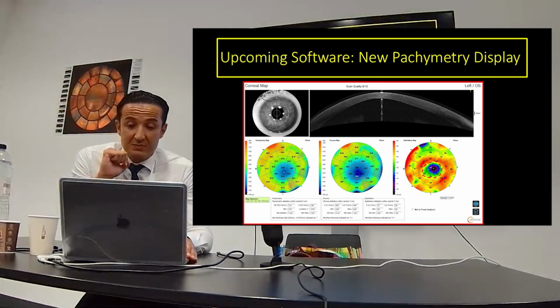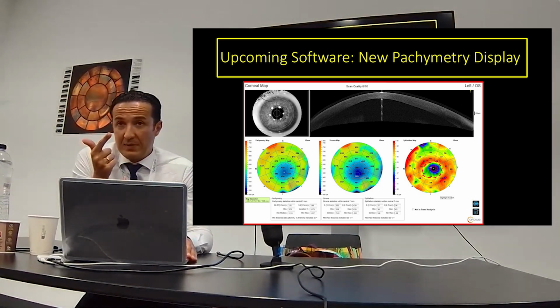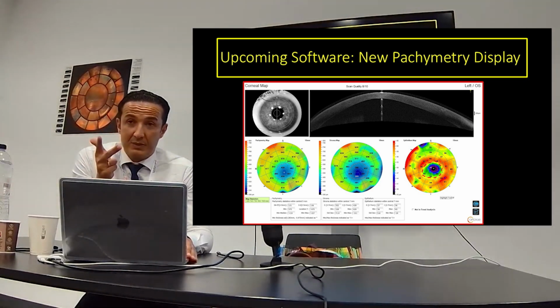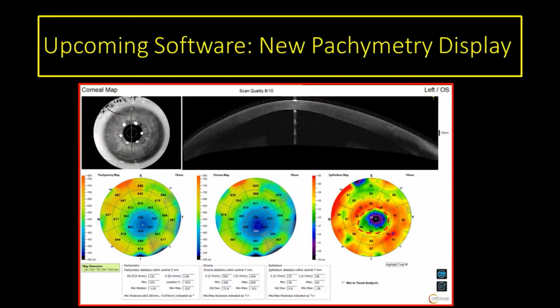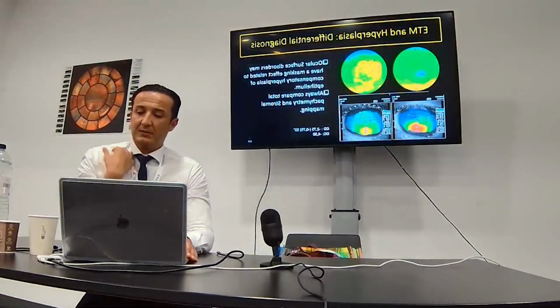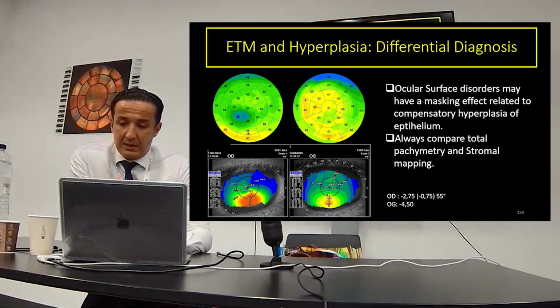And this is a new display of pachymetry with total pachymetry, stromal pachymetry, and epithelium pachymetry together to make a very good comparison with each other. And in another case of keratoconus in epithelium mapping, in the right eye you have thinning of epithelium associated with hyperplasia, but in the left eye you observe first keratoconus, but you have a complete hyperplasia. It's an epithelium reaction due to the dry eye.